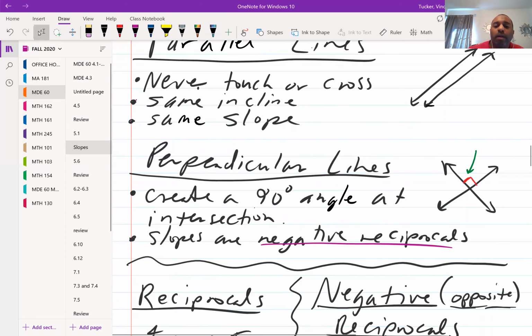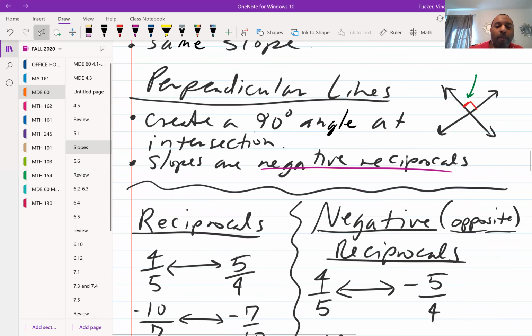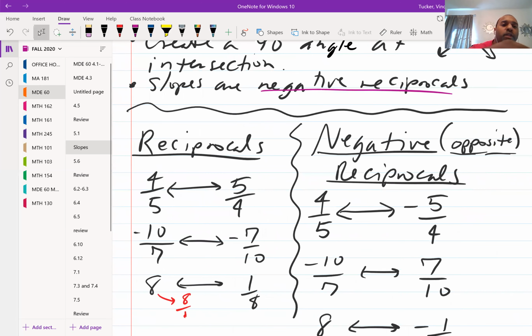All right. So now what does it mean to be a negative reciprocal? You look to the left over here, these are just reciprocals. In other words, you're just talking about flipping your fraction. If I have 4/5, the reciprocal of 4/5 is 5/4. If I have negative 10 over 7, the reciprocal of that would be negative 7 over 10. If I have 8, the reciprocal of 8 is 1 over 8. So you're just flipping the fraction.